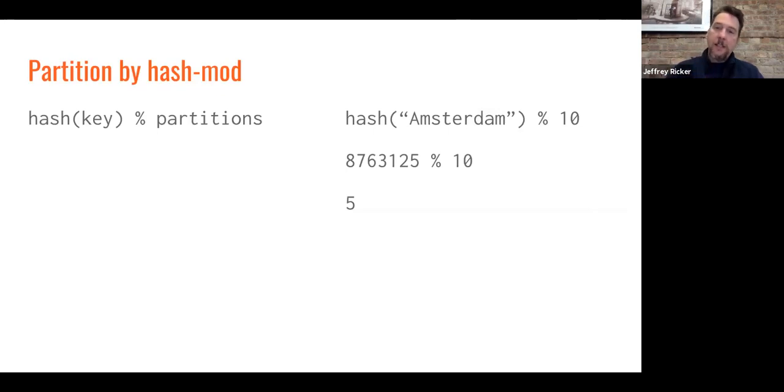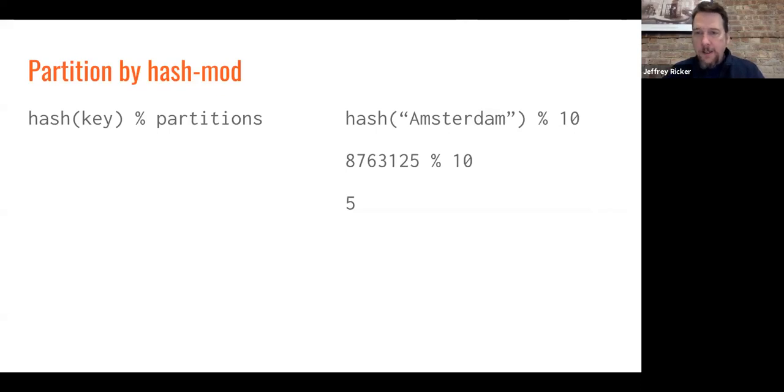So then if there's 10 partitions, then all I do is I divide by 10 and take the remainder. That's what modulus means. And that tells me what partition this particular record should go on. It's that simple. Hash mod. That's how you partition your data and make sure that the records of the same key are always on the same partition.